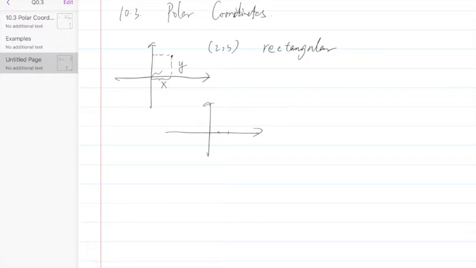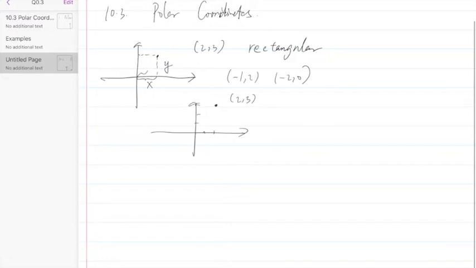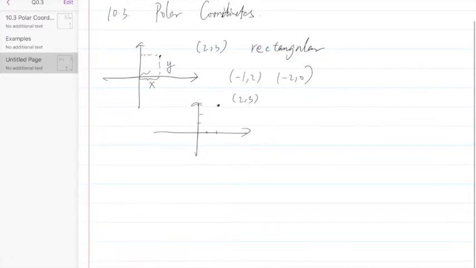And if I tell you (2, 3), it's very easy to do. You just draw the rectangular coordinates and go 2 in the horizontal direction and 3 in the vertical direction. You find it here. So that is where (2, 3) is. And then you know (-1, 2), you know (-2, 0). Okay? So that's what we have for the rectangular coordinate system.